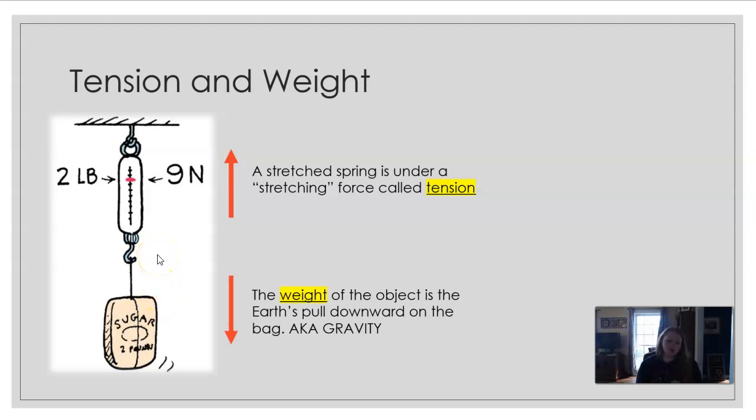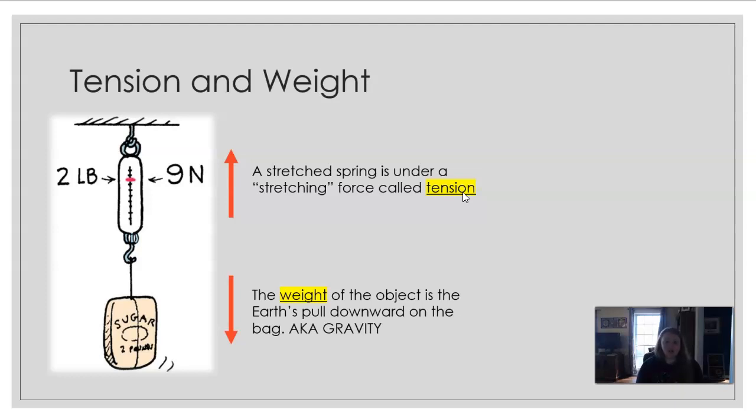So when we stretch that spring, or anytime you have a stretching force, it could be in rope or fabric, anything that can really be stretched, your muscles even have tension. This force is called tension. It's a stretching force. And the weight of the object is the earth's pull downward. Now, spring scales are used to determine how much the earth pulls downward.